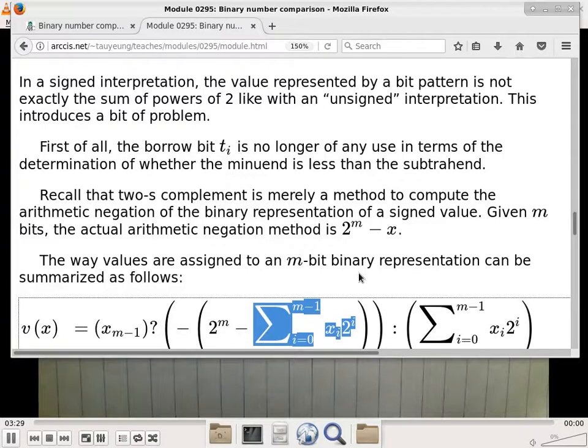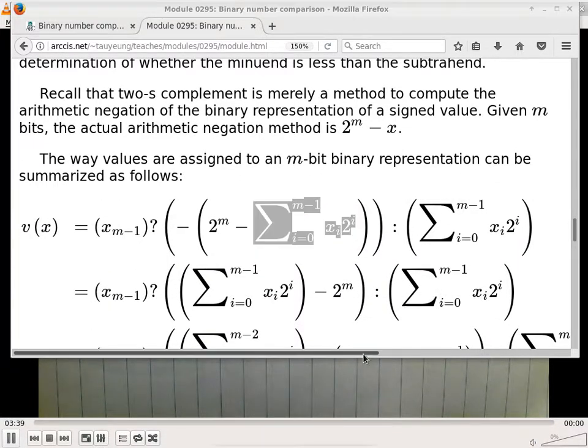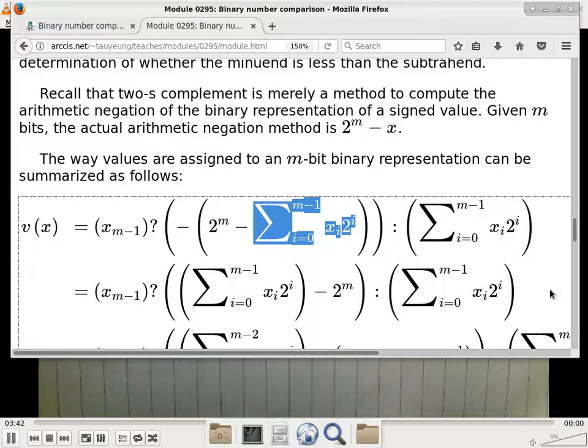So we switch back to the notes here. This works, it's cool. If the sign bit is a 0, then we just add up everything. That works too. So then I derive this one here. What did I change from the first row to the second row? It's a pretty easy change. Yeah, I distribute the arithmetic negation to the inside and reorder things a little bit. That's all I did.